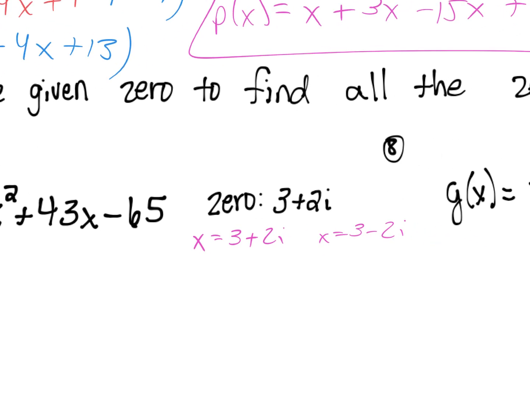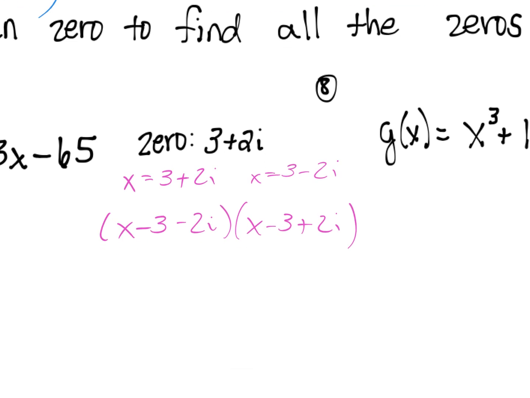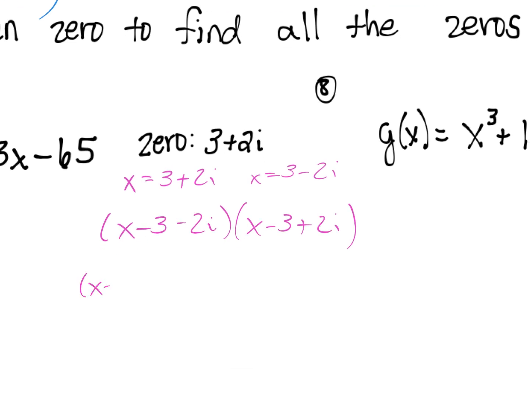The first thing you need to do is you need to multiply these two together. So I'm going to do that. I have x minus 3 minus 2i, x minus 3 plus 2i. Now, you can multiply from here or use the shortcut. I'm going to use the shortcut. I have x minus 3 squared. I have 2i squared, and my minus sign goes in the middle.